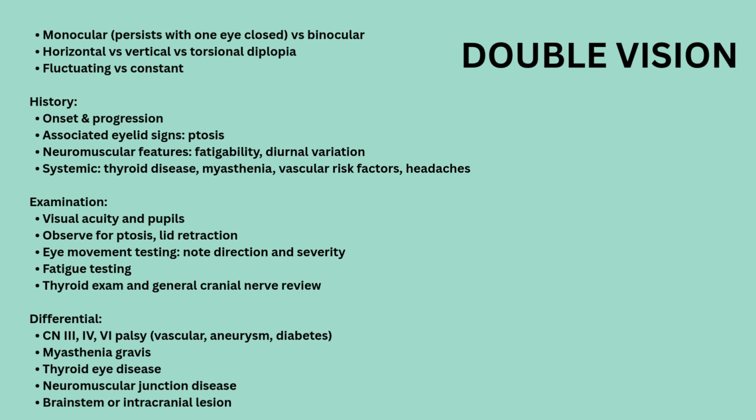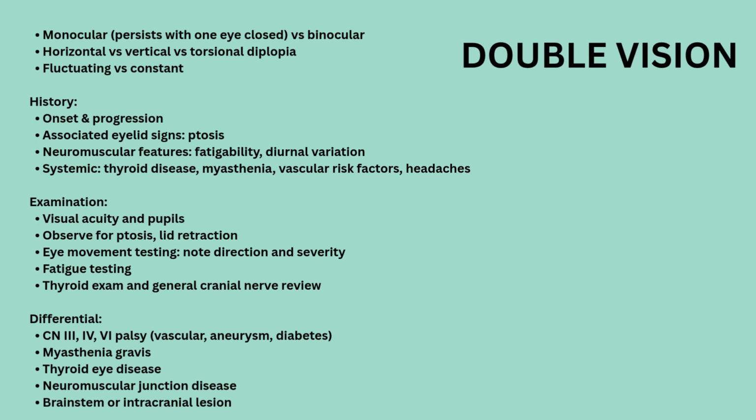Secondly, ask if the double vision is just while looking at the sides, or looking up and down, or all around and throughout the day. Each of these double visions has a different differential, and we'll talk about it. Ask about whether it remains throughout the day, or at any particular time of the day. This we're trying to rule out whether it's myasthenia.